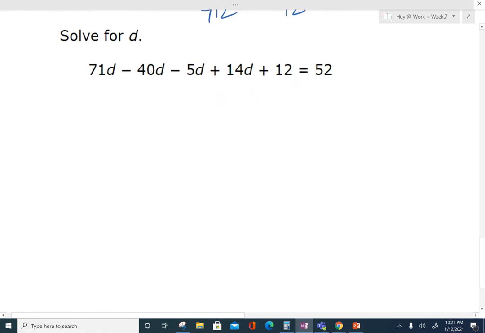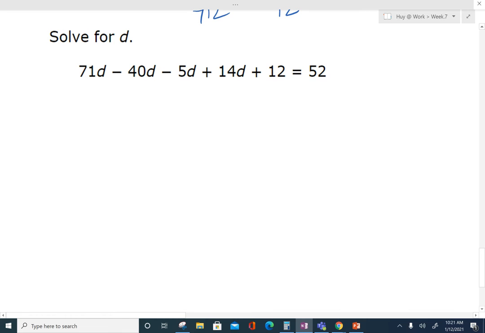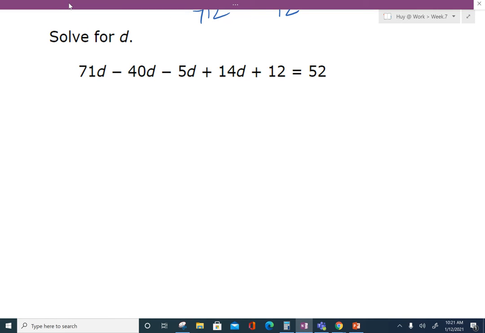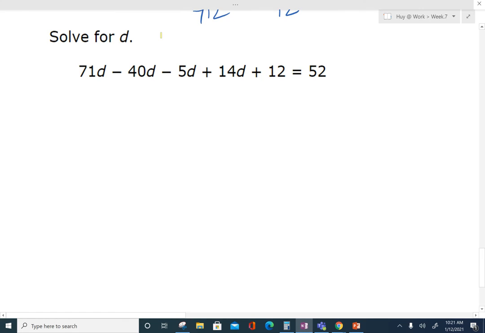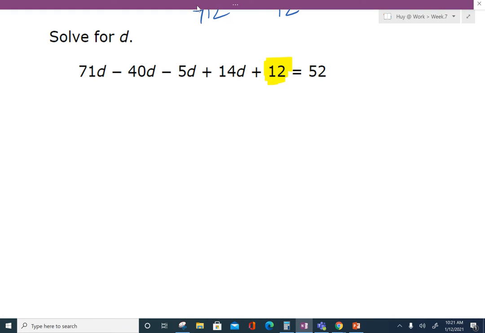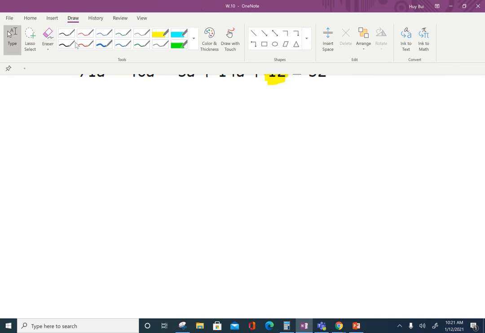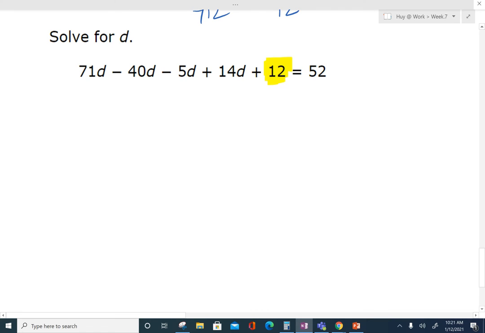All right. Okay, the reason why I chose this is because not only do we get to combine like terms, but we actually have an extra number here that's a constant, right? It's a set value. It's a fixed number. That's the definition for the word constant. So we're going to handle that at the end. Right now, let's just start with combining like terms.